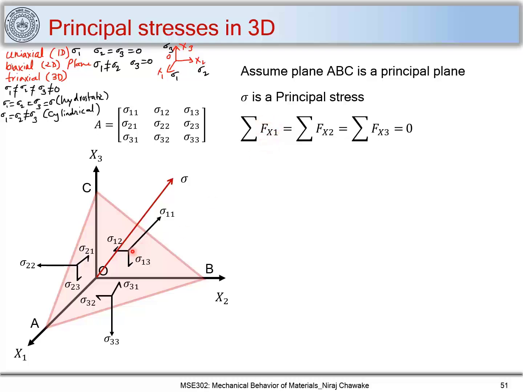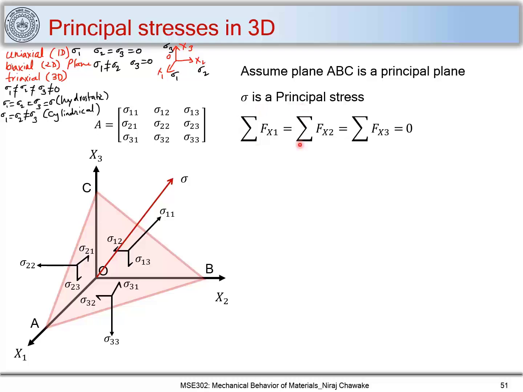So you can have stresses acting along the x1 direction: sigma 11, sigma 21, and sigma 31. Basically, these are the stresses acting along the x1 direction, and I convert them to forces by multiplying by the area of the plane on which they are acting. We used this approach when we dealt with the 2D stress state.